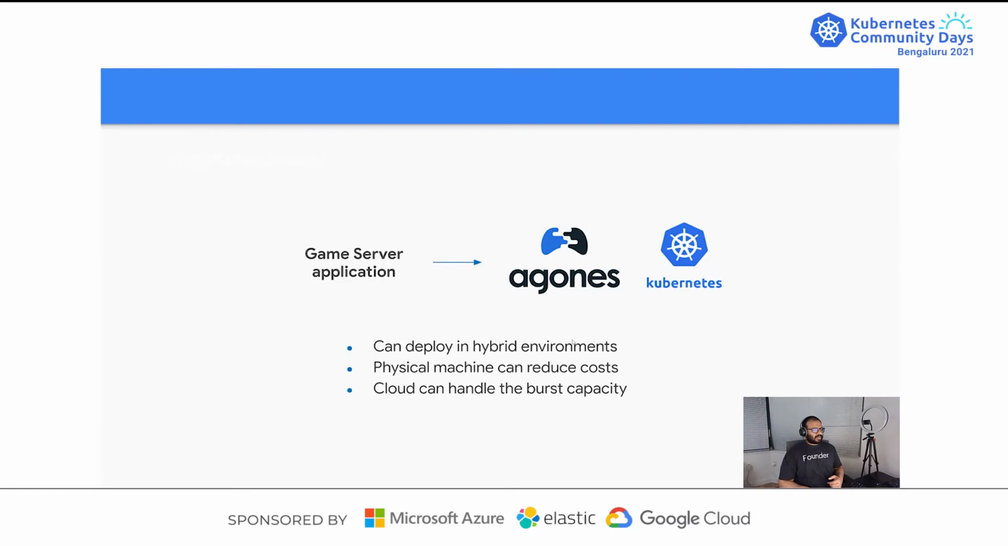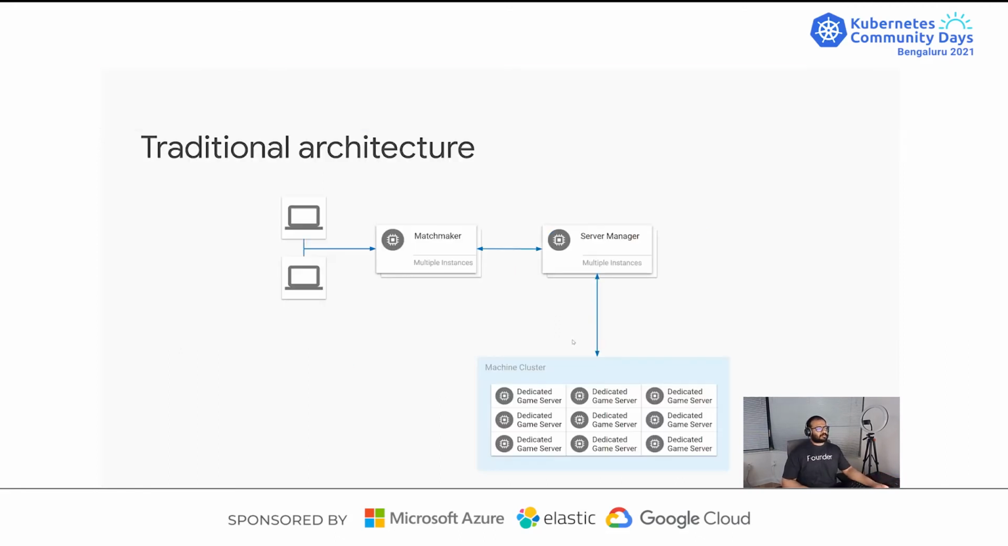So again, in the Agones world, a game server application would end up deployed on Agones. Again, Agones is in turn deployed on Kubernetes. So the advantage is you can run that on hybrid environments. Physical machines can reduce the cost. Cloud can handle the cloud burst. So these are the inherent advantages of running Kubernetes, which Agones also brings on board.